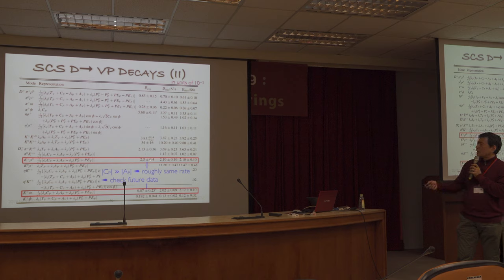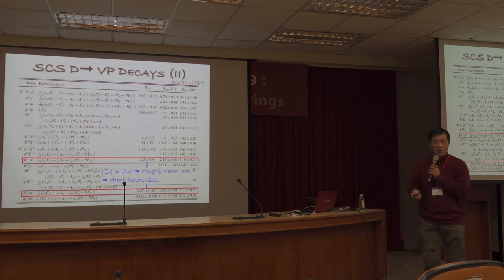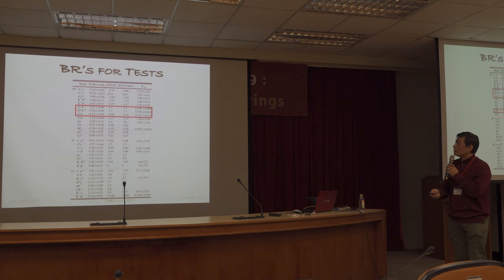And finally here, because the CP diagram is bigger than the annihilation diagram, these two channels should be roughly the same because you can ignore the rest. So they should have the same branching ratio, but the data tells us that they're quite different. Our predictions are here, they should be roughly the same. So for this, we will see what the future data tell us.